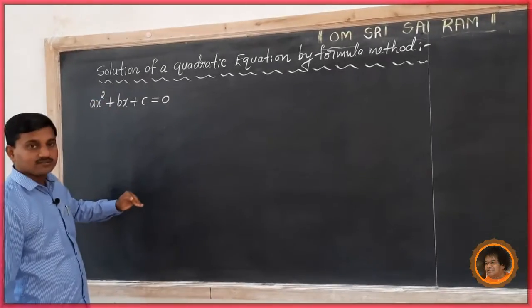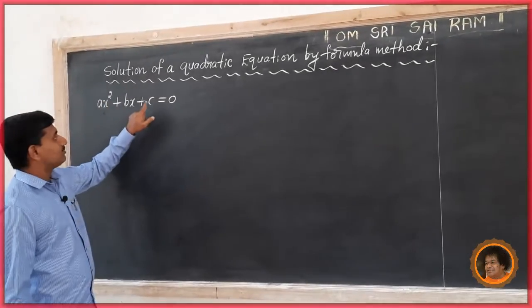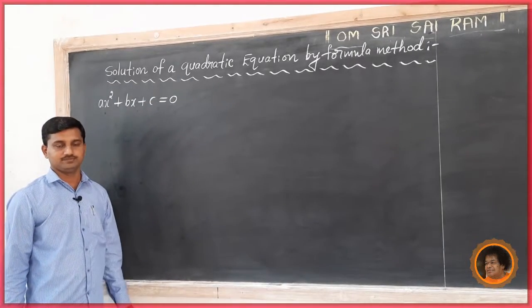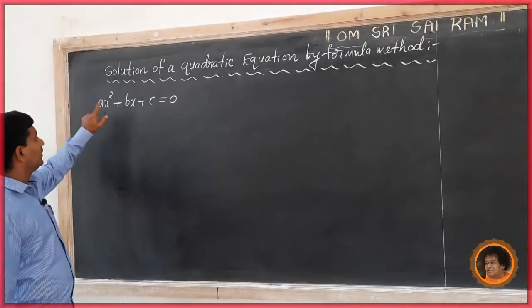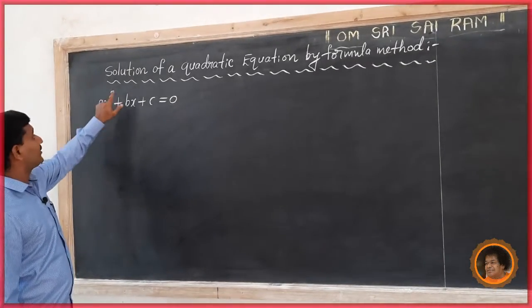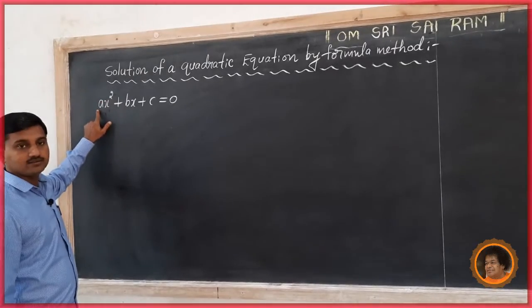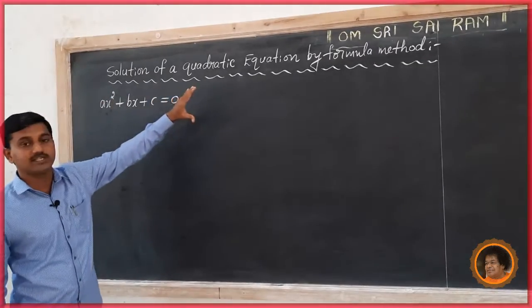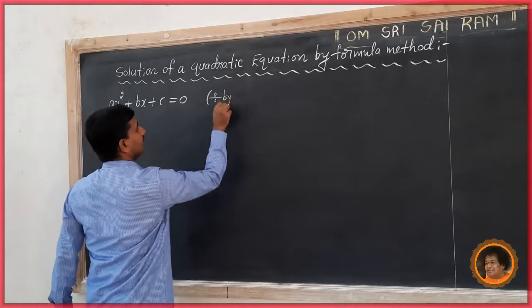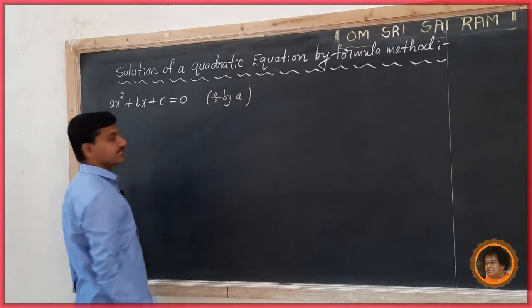So, the derivation: ax square plus bx plus c equal to 0. This is the general form of the quadratic equation. What is the coefficient of x square? Here the coefficient of x square is a. So, divide the equation throughout by a, that is, divide by the coefficient of x square.